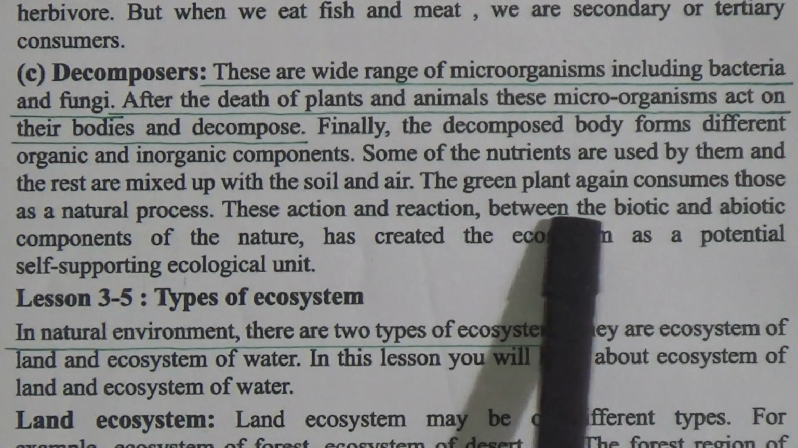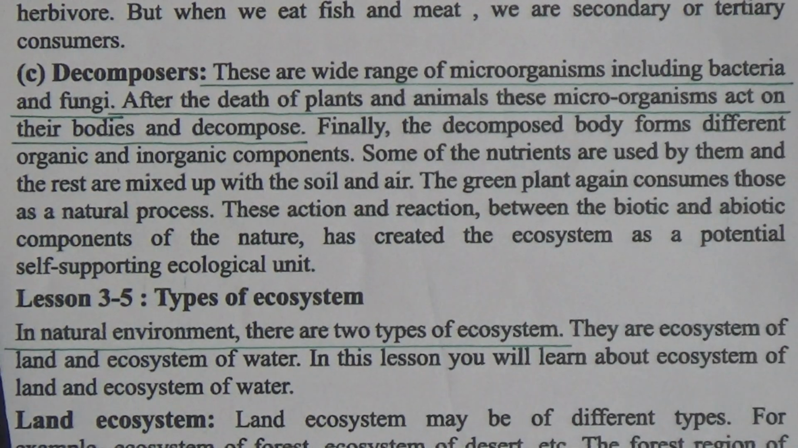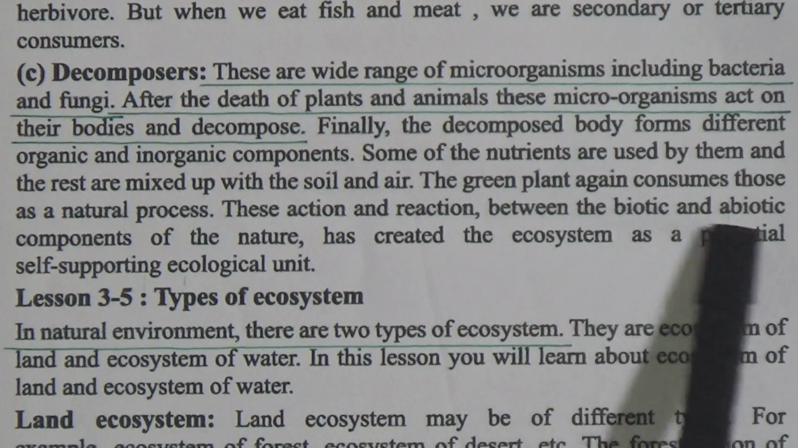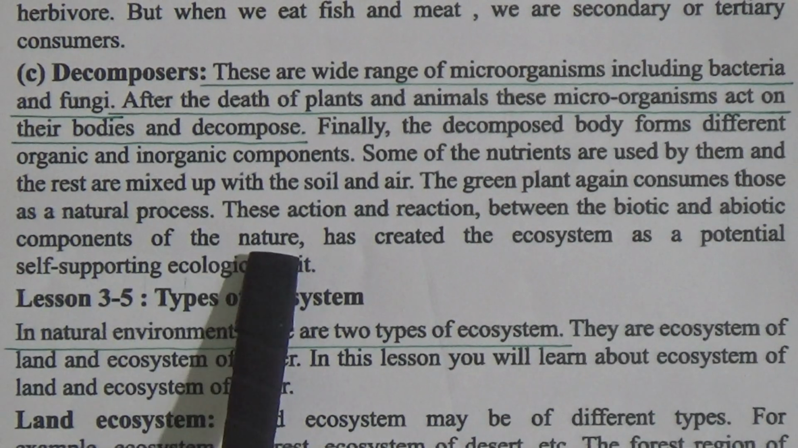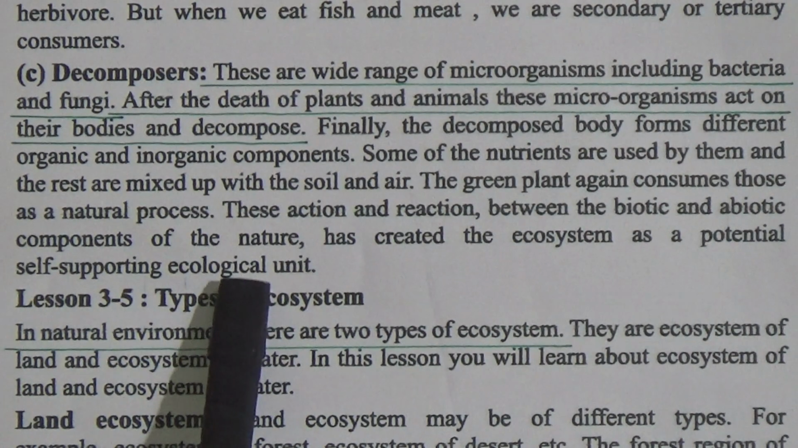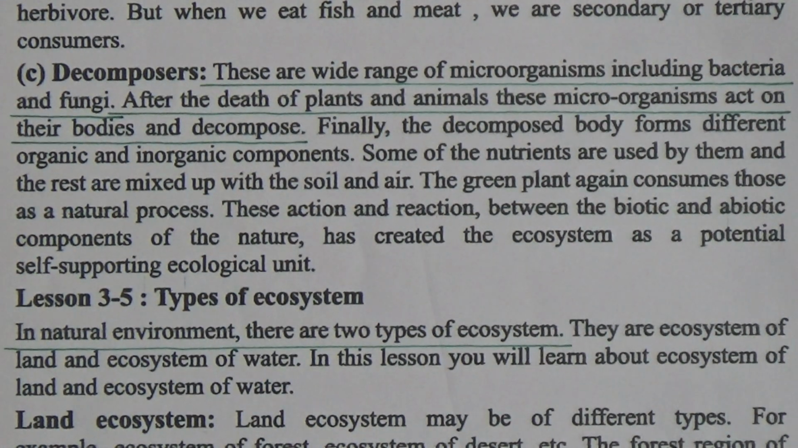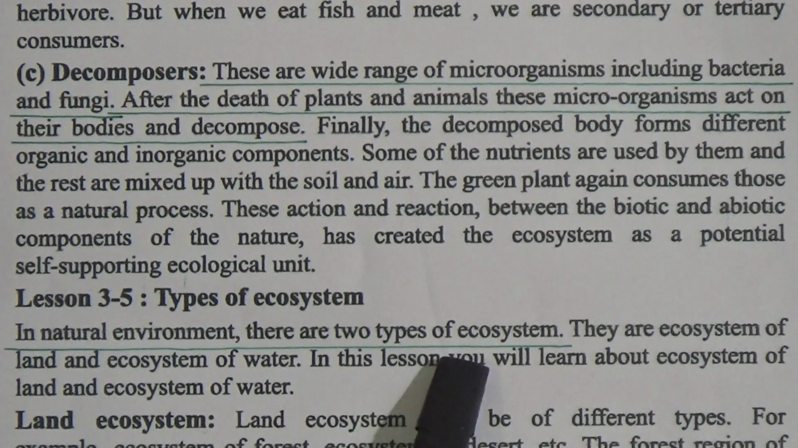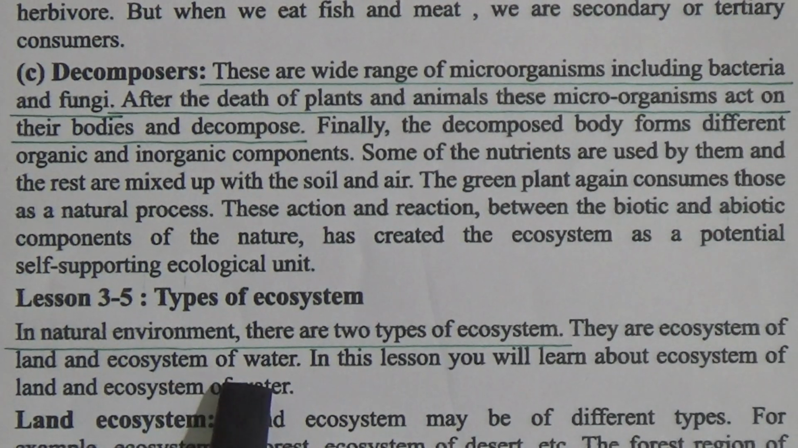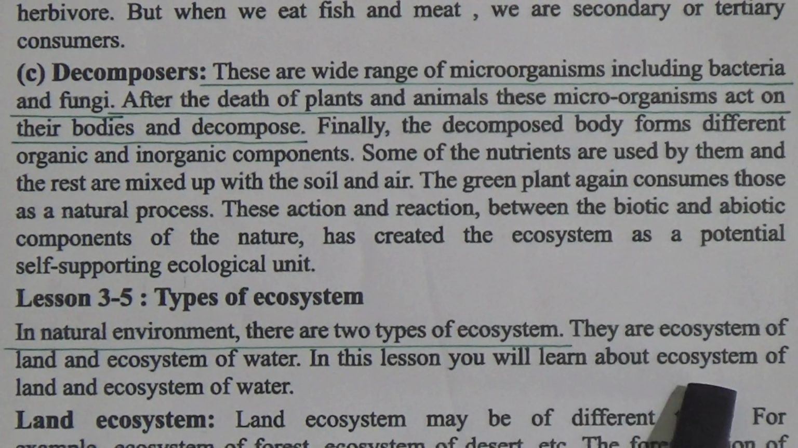The green plant again consumes those as a natural process. This action and reaction between the biotic and abiotic components of nature has created the ecosystem as a potential self-supporting ecological unit. Now come to here, this is lesson 3 to 5, types of ecosystem. In the natural environment, there are two types of ecosystem. They are ecosystem of land and ecosystem of water. In this lesson, you will learn about ecosystem of land and ecosystem of water.